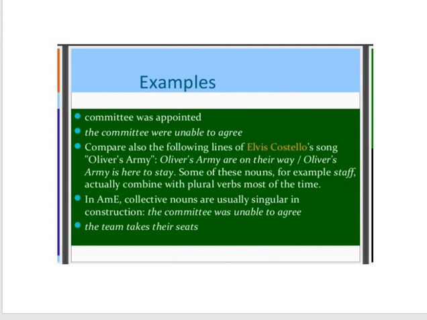Compare also the following lines of Elvis Costello's song: Oliver's Army are on their way. Oliver's Army is here to stay. Some of these nouns, for example, staff, actually combine with a plural verb most of the time. In American English, collective nouns are usually singular in construction. The committee was unable to agree. The team takes their seats.